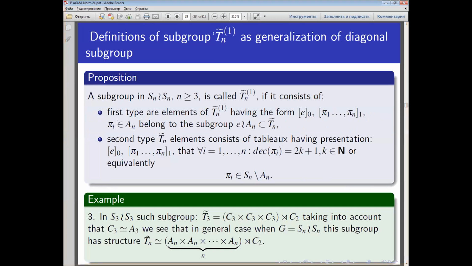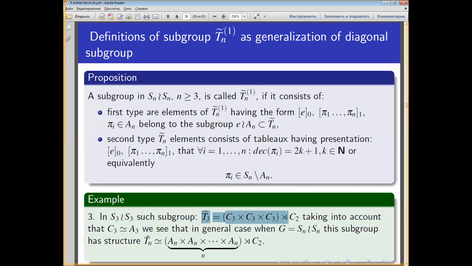Now we introduce another type of normal subgroup. It's T tilde N1, as a generalization of the diagonal subgroup. And this subgroup has two types of elements, tableaux E0, P1, through Pn1, in which the first part has the property that each PE is an even permutation, and this tableau belongs to the subgroup E, wreath product AN. And the second type of permutation is a set of tableaux such that P1, through Pn from the first part of the tableau is an odd permutation, so it belongs to Sn without An. And these two classes form a subgroup.